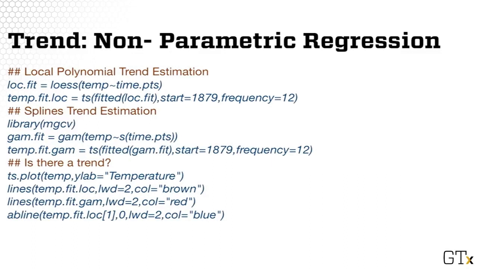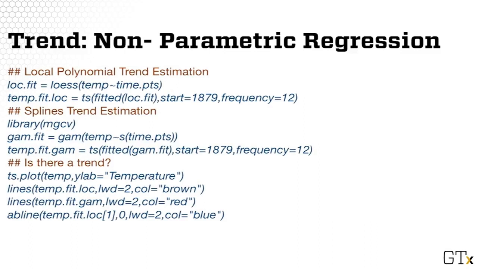On this slide, I'm providing the R commands that can be used to fit a trend using local polynomial regression and the splines regression. The common function used to fit a local polynomial regression is loess. The input consists of the time series on the left and the time points on the right. Once that is fitted, we can transform the fitted values using the ts command into a time series.